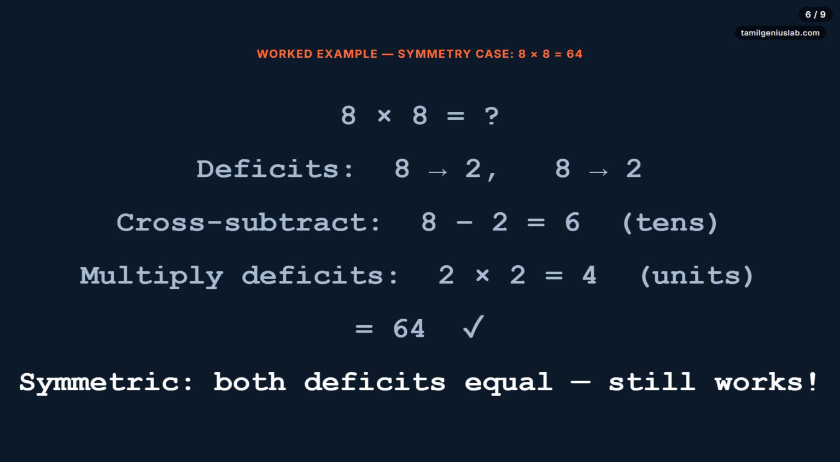And the check, 10 minus 2 times 10 minus 2 is 8 squared. 100 minus 20 plus 4. 64. Perfect. The method never cares if the numbers are different or the same.